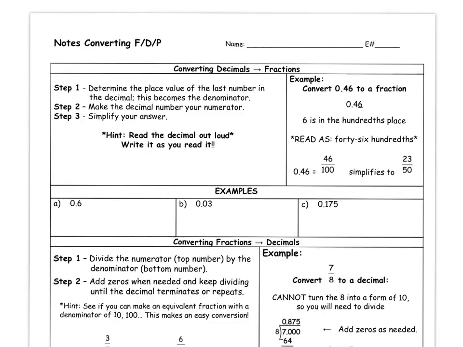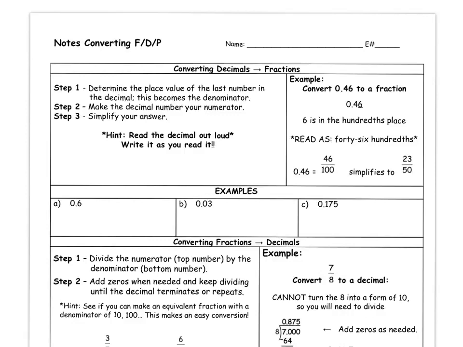Converting fractions, decimals, and percents. So the first thing we're going to be talking about is converting decimals into fractions. Step 1, you want to determine the place value of the last number in the decimal. This becomes the denominator. Step 2, you're going to make the decimal number your numerator and then simplify your answer.